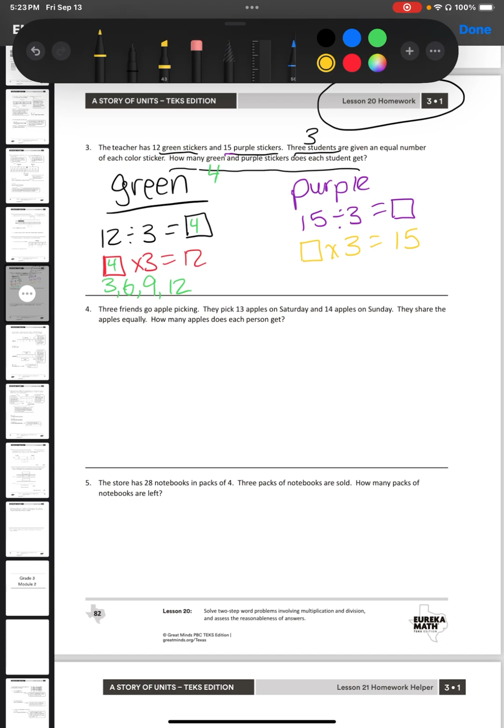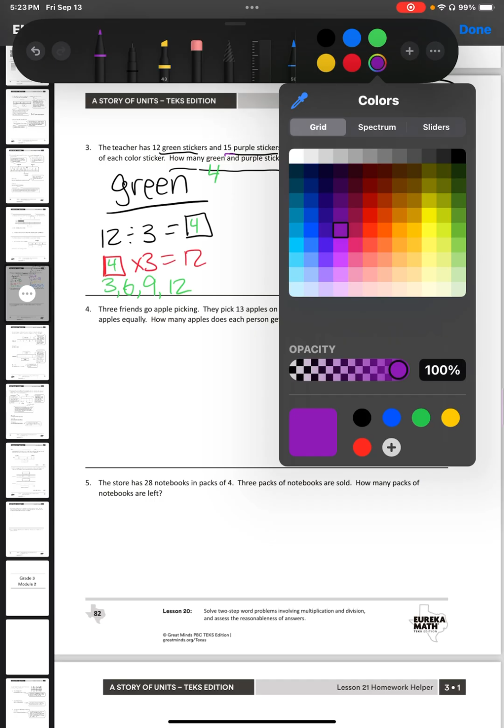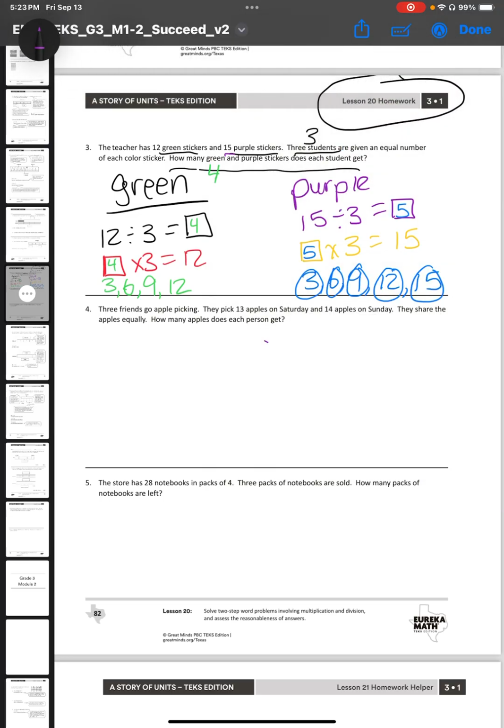And again, I'm going to count by the factor that I know. 3, 6, 9, 12, 15. How many 3's did it take me to get to 15? 1, 2, 3, 4, 5. Therefore, 5 times 3 is 15. 15 divided by 3 must be 5. So for the purple stickers, will that go away? Yes, it will. Okay. For the purple stickers, each person received 5.